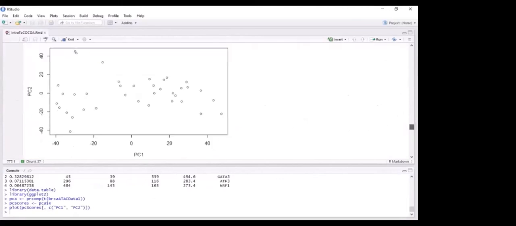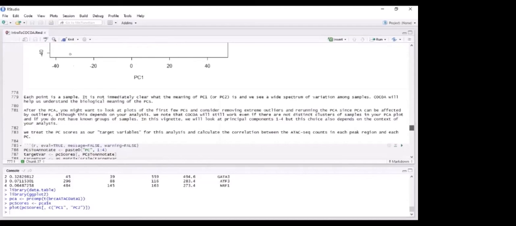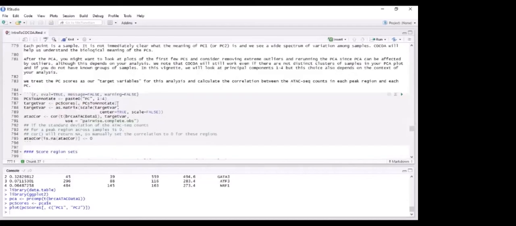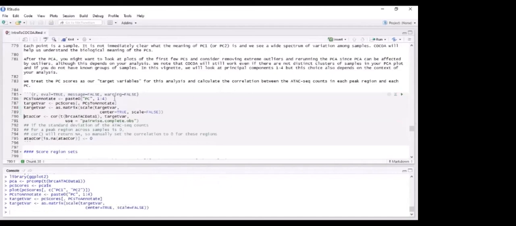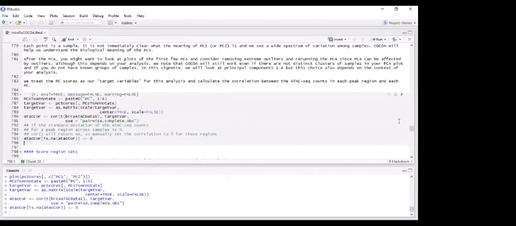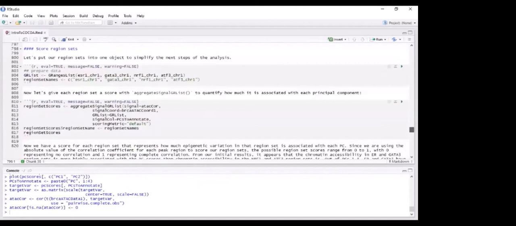And so here, just looking at the plots, if you look at the sample plot, it looks like maybe there's some kind of division along principal component 1. And so based on what we know, we can guess that that's estrogen receptor. But assuming we didn't know, that's where COCO would really come in handy. So let's look at the first 4 principal components, which is kind of an arbitrary choice. But you could choose that based on the percent of the variation explained by those principal components. And then let's go ahead and score our region sets.